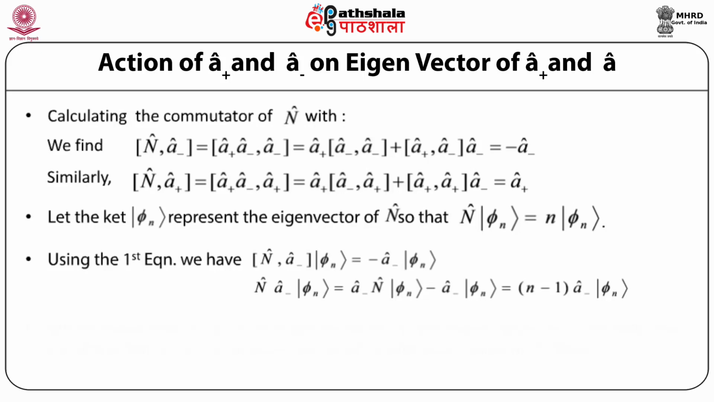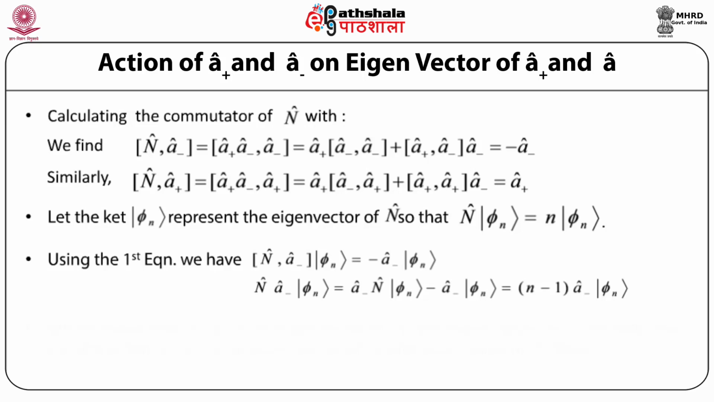And this, if we further solve the commutation relation, turns out to be equal to raising operator times the commutation relation between lowering operator and the lowering operator plus the commutation relation between the raising operator and the lowering operator whole times the lowering operator. And this finally gives us the result that the commutator of the number operator with the lowering operator turns out to be equal to minus the lowering operator A minus.